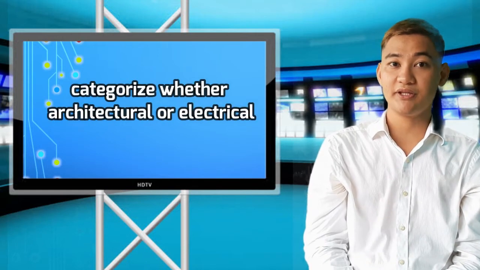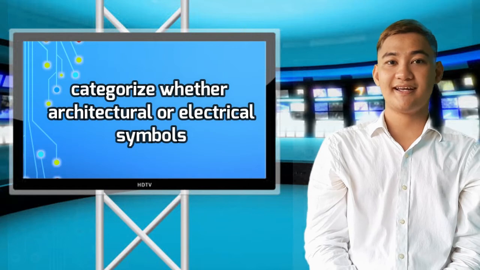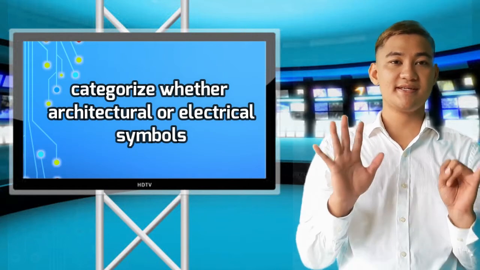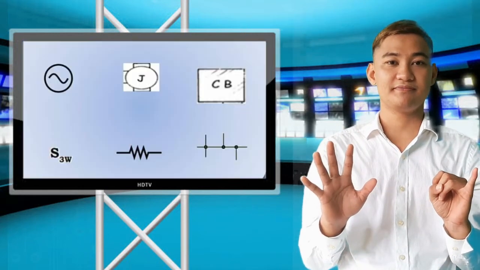For the fifth item, I am going to flash a picture comprising of different symbols. What you're going to do is you will categorize them into architectural or electrical symbols. I will give you 6 seconds to answer in this round.